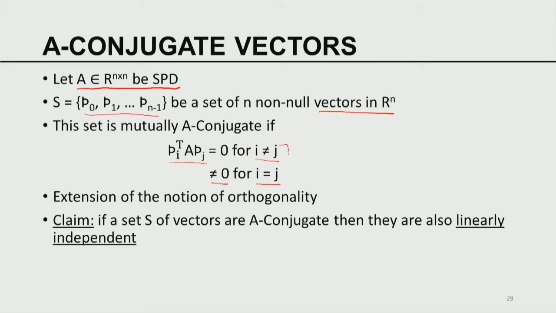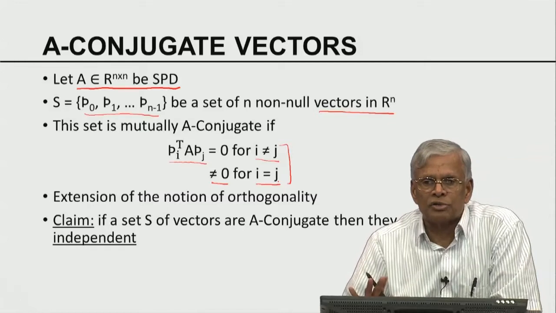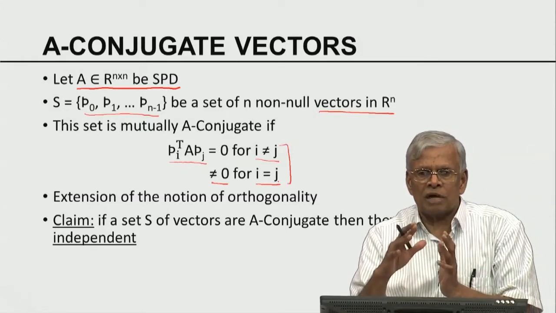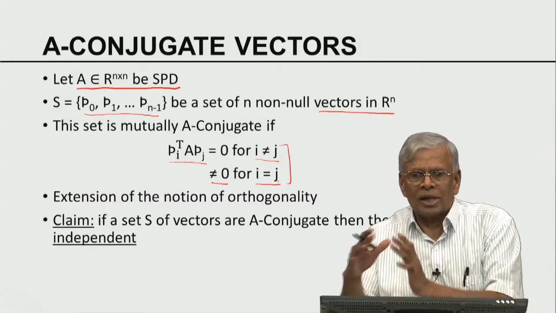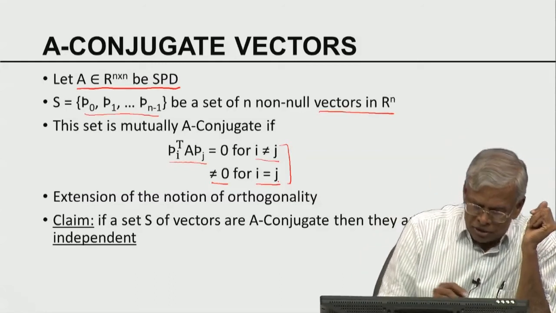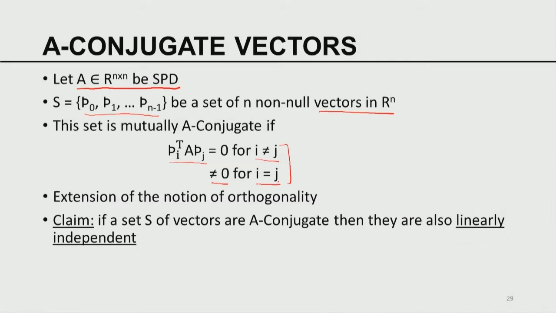So that is the fundamental principle of conjugacy. If A is equal to the identity matrix, conjugacy reduces to orthogonality. So A-conjugacy is a generalization of the notion of orthogonality. This is a very simple but a very clever extension of orthogonality.